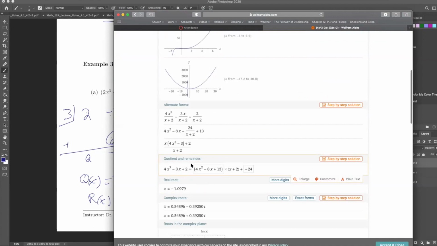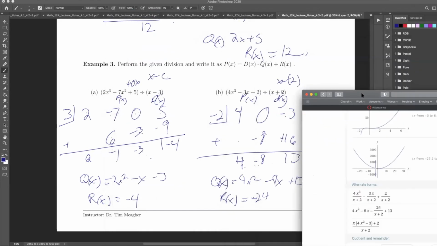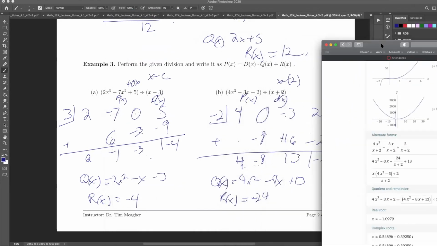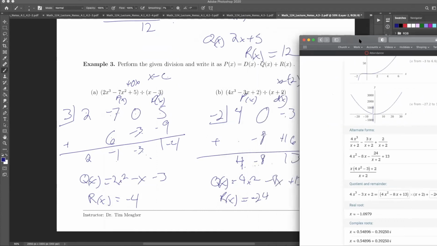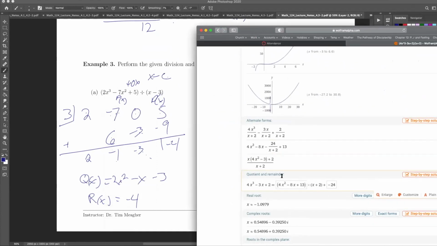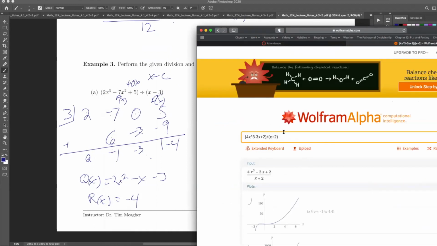And here we have our quotient, which is x squared minus 8x plus 13. And this is written in the form the book kind of wants it, except they put q of x then d of x. I don't know which way. And then minus 24. And you can check all of them this way. Let's just type in the other one real quick, just for kicks.